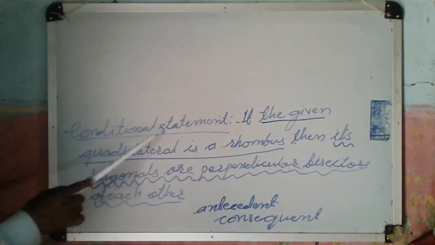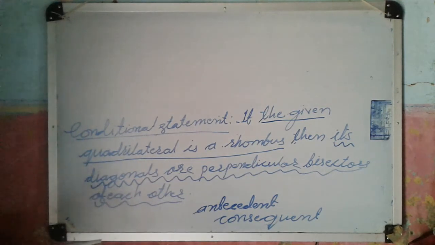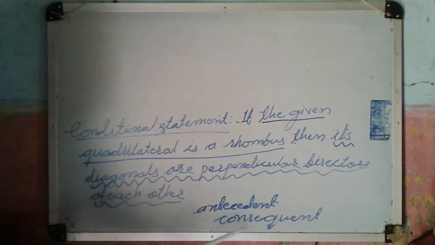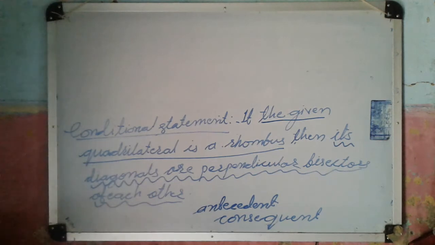Now, for the conditional statement, we can write the converse of this conditional statement. That means if the parts antecedent and consequent are interchanged in the statement, then that statement is called converse. That means if the antecedent and consequent in a given conditional statement are interchanged, the resulting statement is called the converse of the given statement.